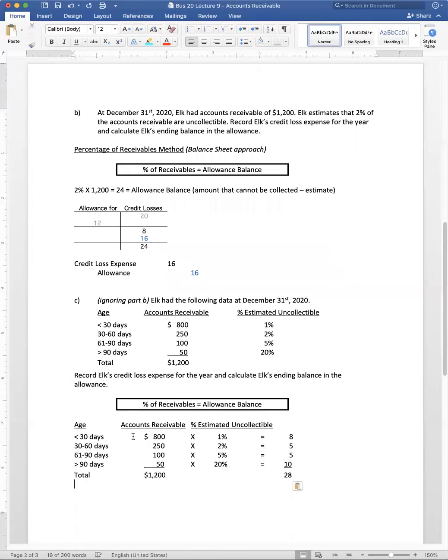So in the less than 30 days category, we'll take our $800, multiply by the 1% we think we can't collect to get $8, right? In 30 to 60 days, 250 times 2% is $5. In 61 to 90, $100 times 5% is $5. And then more than 3 months, $50 times 20% is $10. So we have a total of $28 we can't collect. Now, of course, that 28, that is our percentage of receivables. So that's what we think will be the allowance balance.